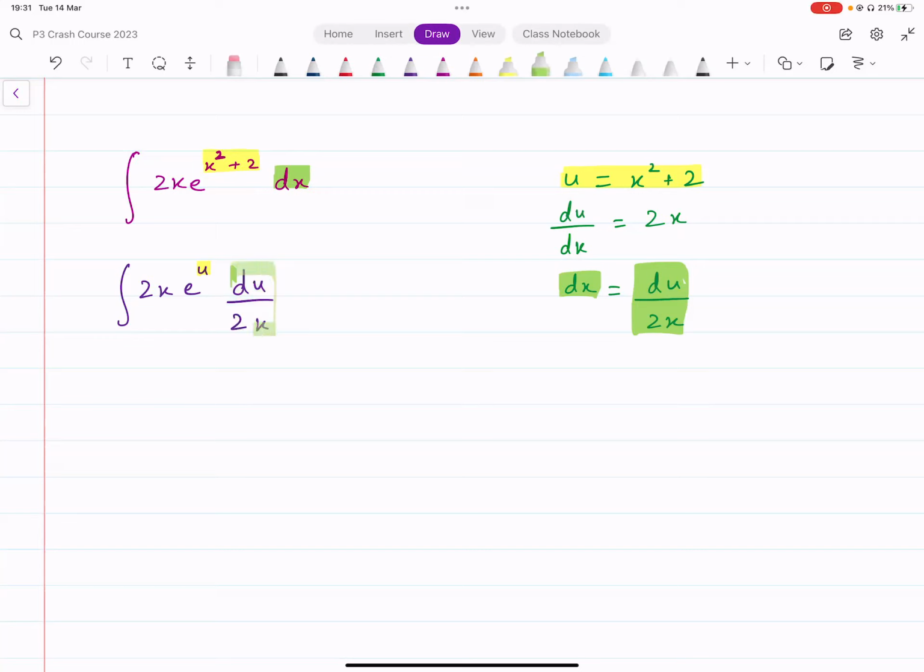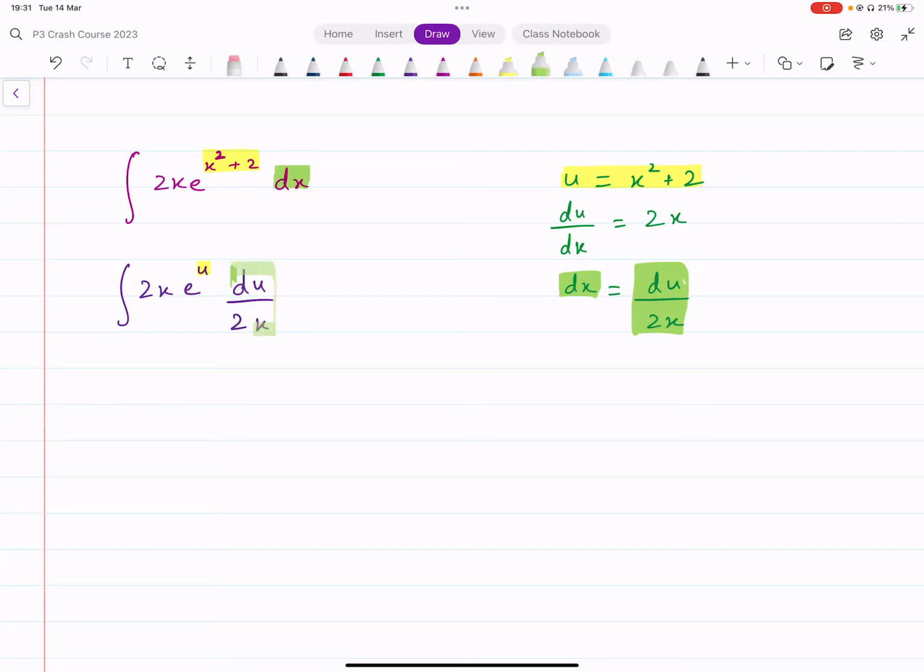Now you replace u back with whatever it was in terms of x, which is x squared plus 2. So the integral turns out to be e raised to power x squared plus 2 plus c. That is the integral that you have. All right, so that's how substitution works.